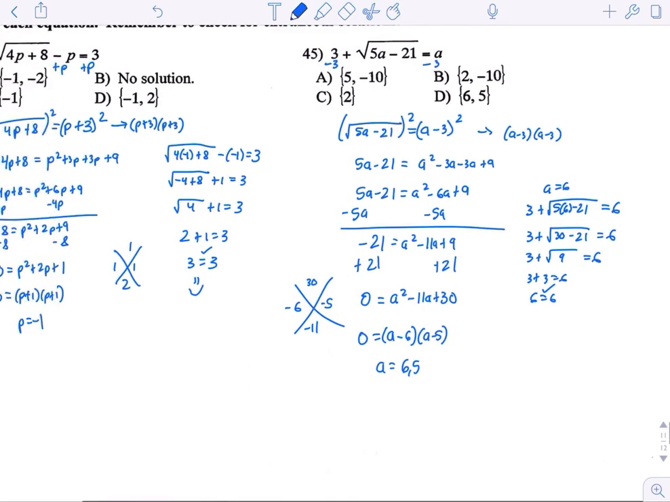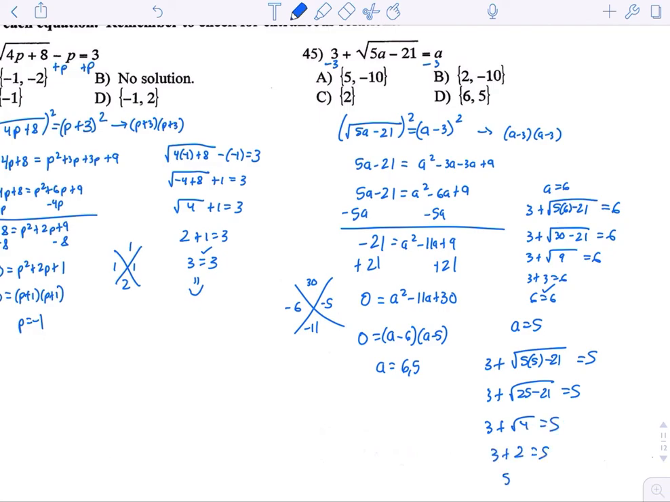And then, when you check 5, this is what you get. 5 times 5 minus 21 is equal to 5. 3 plus square root of 25 minus 21 equals 5. 3 plus square root of 4 is equal to 5. 3 plus 2 is equal to 5. 5 is equal to 5. So the answer is going to be D.